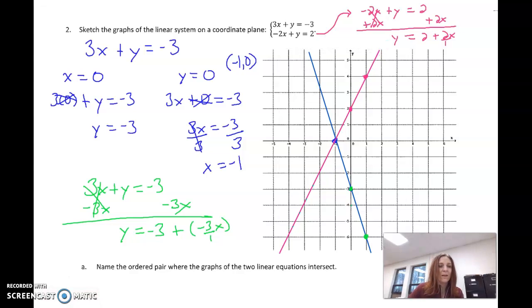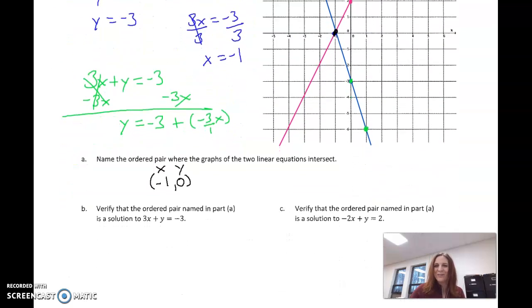Okay? And now we need to identify the ordered pair where the graphs of two linear equations intersect. And that occurs right here. It occurs at the point -1, 0. Because -1 is my x value, 0 is my y value. Okay, so we're looking at that as being our solution because it occurs on both lines, meaning it makes both lines' equations true.